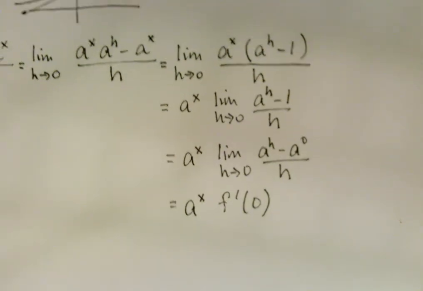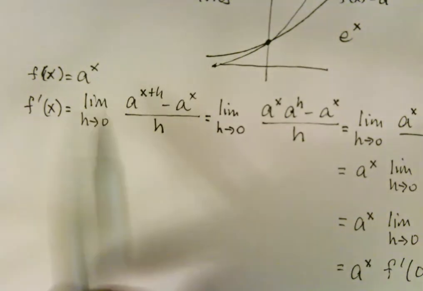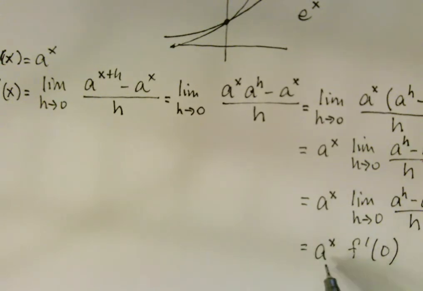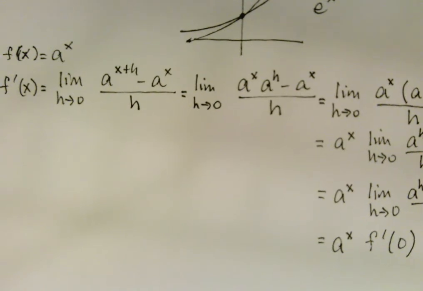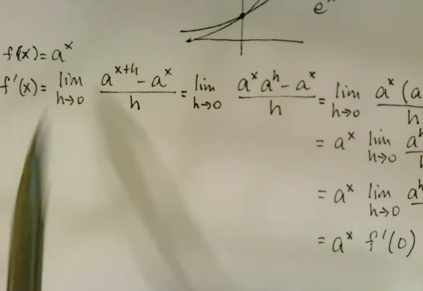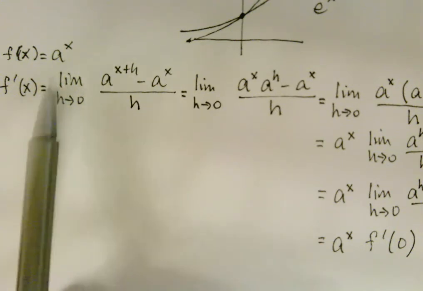So we started with a to the x, and we wanted to take its derivative, and we noticed that we ended up with the same function back times the derivative of that function at 0. So it would be interesting if there was such a value of a such that f prime of 0 were equal to 1, because for that value of a, it would mean that the derivative of the function is itself.